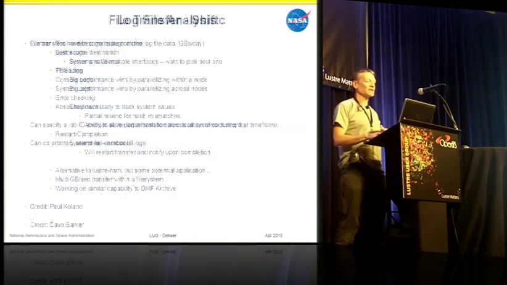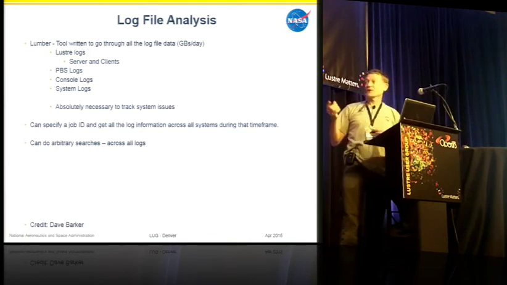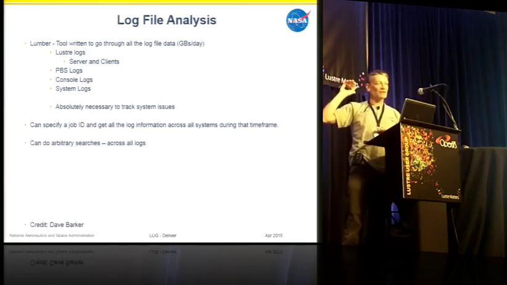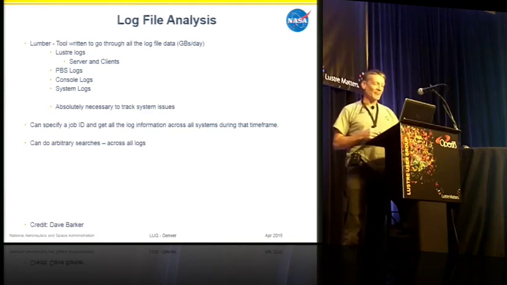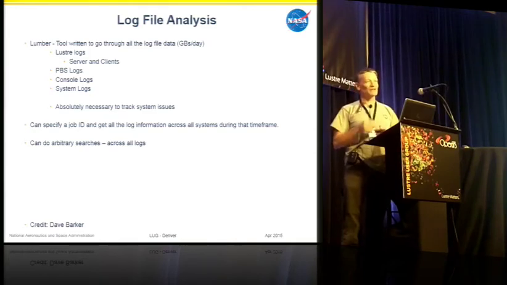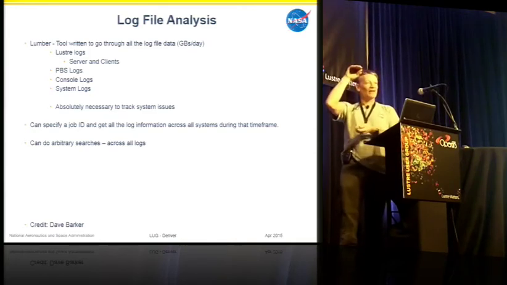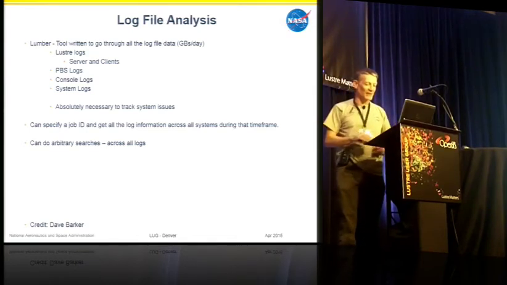Log file analysis tool is something that we wrote, Lumber, which goes through all of our log files trying to find out what went wrong with the job. So you've got gigabytes of log data, and something went wrong, you've got to paw through all of that. Well, what this does is it actually does that for you. So you give it a job ID, and it'll go through every log on every system that was involved and print it out during the time frame that the job ran.